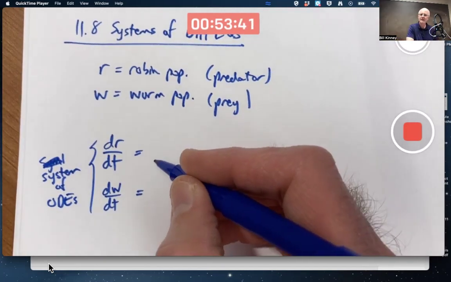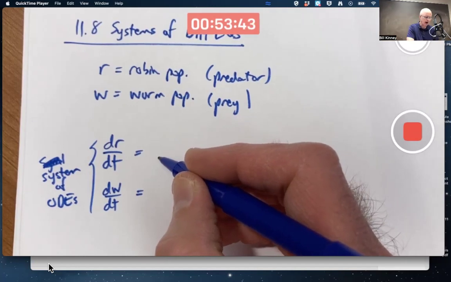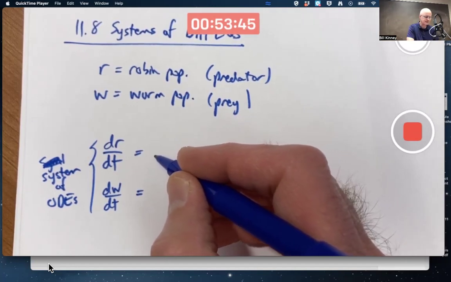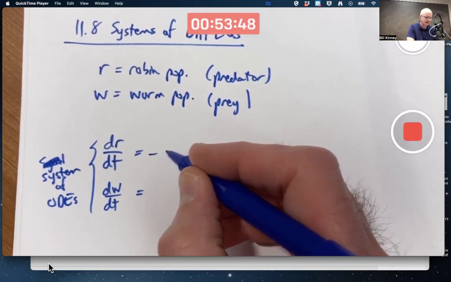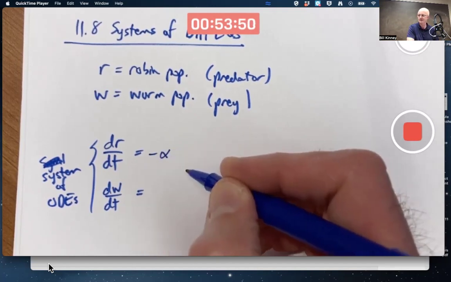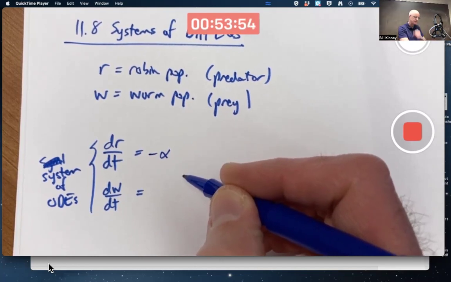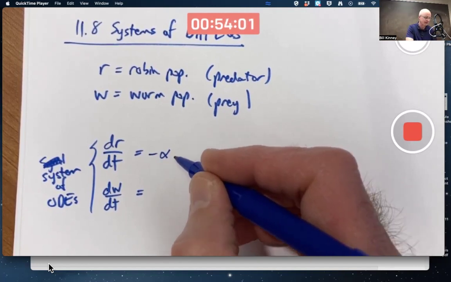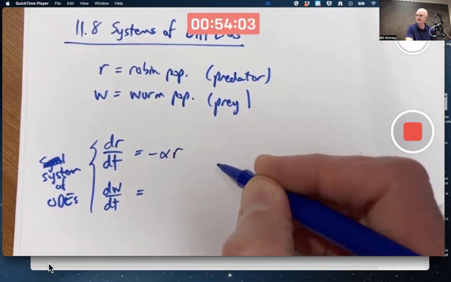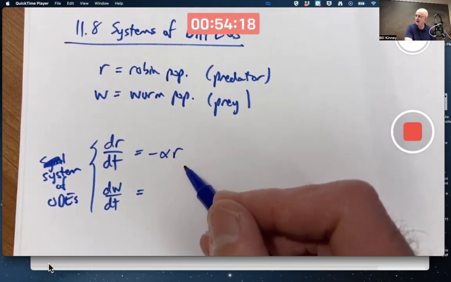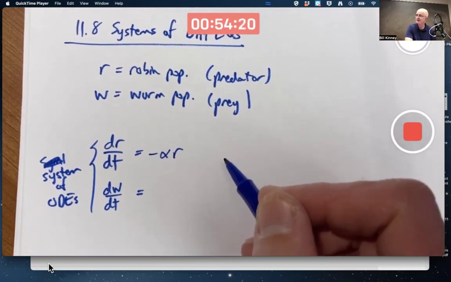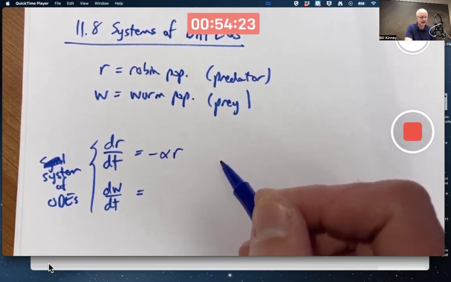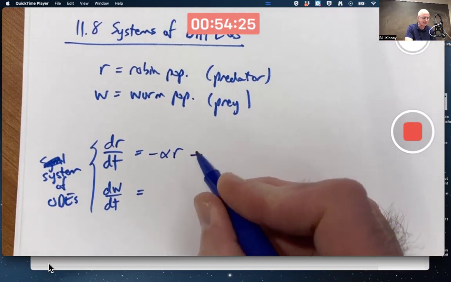I'm going to call the constant of proportionality for the robin population in the absence of worms negative alpha. So I'm using a Greek letter, and it's got a negative sign to indicate it is a negative constant. Alpha itself would be positive, so that negative alpha is negative. Negative alpha times R. That is an exponential decay model if I didn't add anything to this. The robin population would decline.